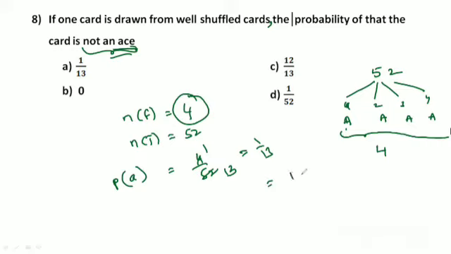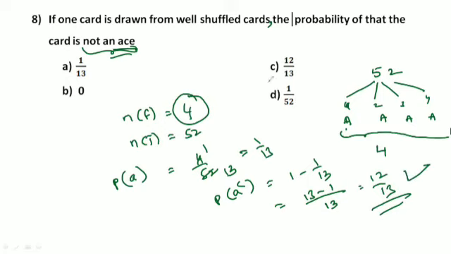So let us subtract: probability of not getting an ace is equal to 1 minus 1 by 13, children. Now what do you get here? 13 would be the denominator. 13 minus 1, then we get here 12 by 13. It would be the answer. So option C is an absolutely correct answer, children.